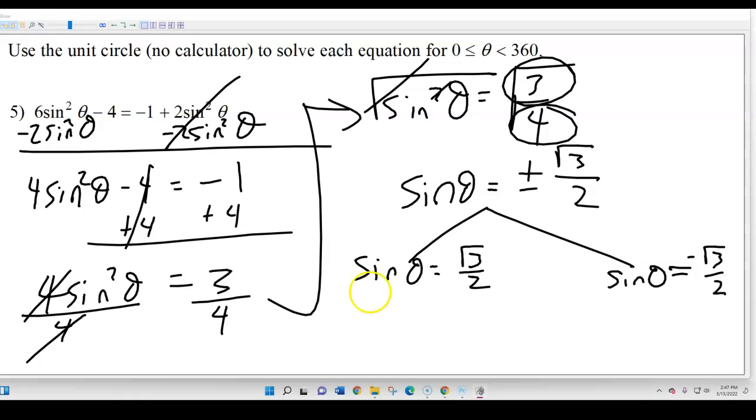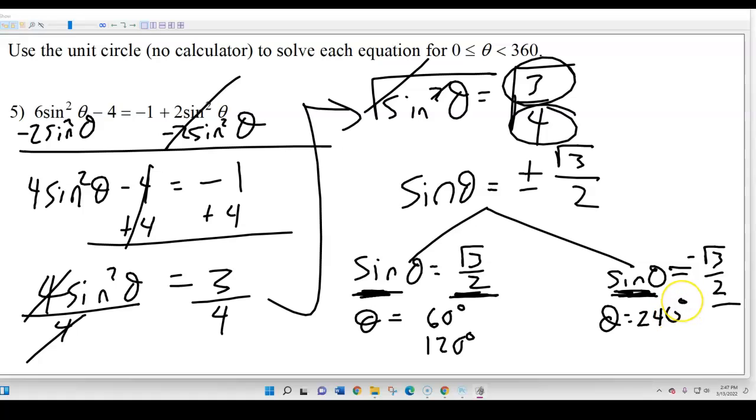So since we're dealing with sine, sine tells us the y value. So where on my unit circle does the y value equal radical 3 over 2? There are 2 places where that occurs. One of those is at 60 degrees, and the other one is at 120 degrees. Now let's solve the other one. Sine of theta is equal to negative radical 3 over 2. That means we're looking for where the y value is negative radical 3 over 2. And that happens in 2 places as well. That happens at 240 degrees, and it also happens at 300 degrees.